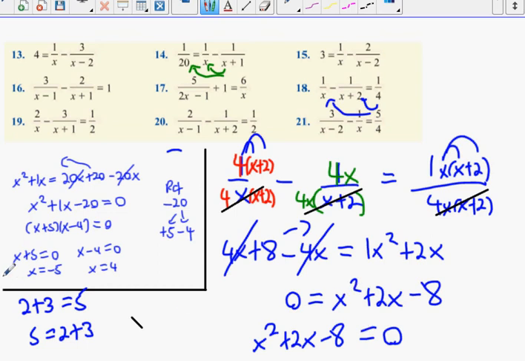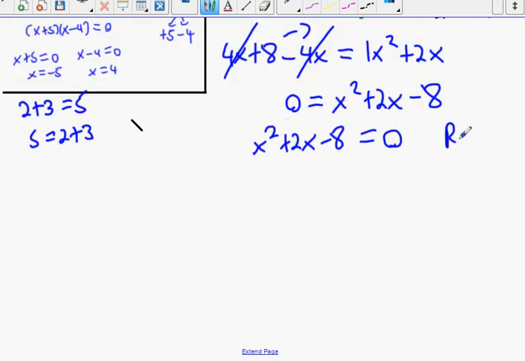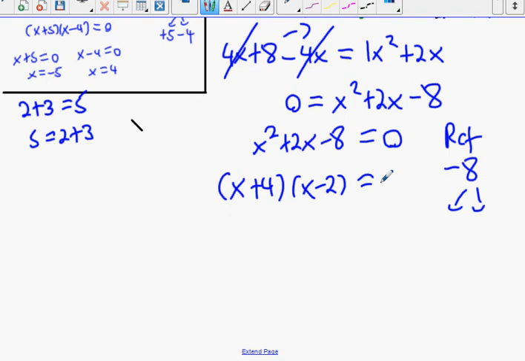Okay, once I've done that, what's next? What you get? Minus 8. Two numbers that will multiply to give you minus 8, but add together to give you plus 2. Plus 4 minus 2. And to finish it off, Dylan?